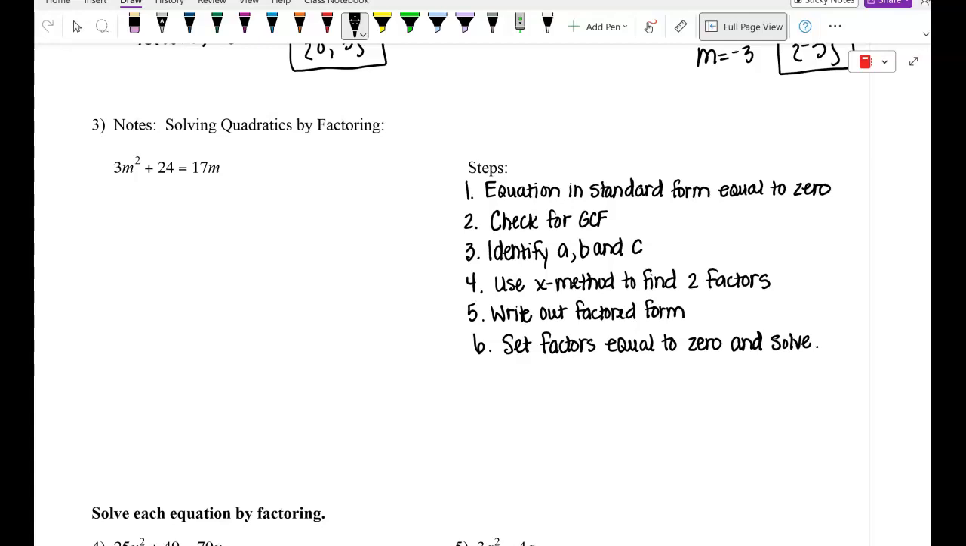Again, same set of steps from yesterday, same set of steps we just applied to our warm-up. The difference is going to be in the numbers we're going to be dealing with today, and we could have an A value greater than 1 today.